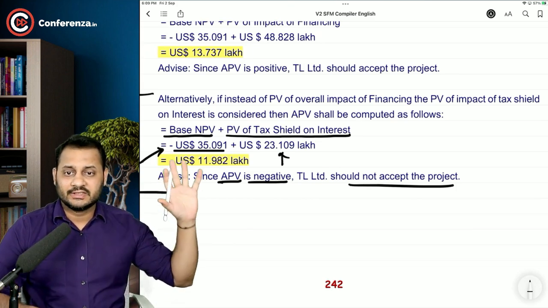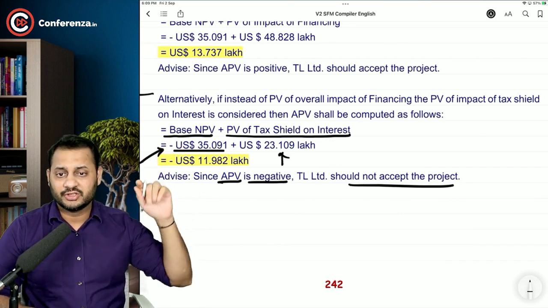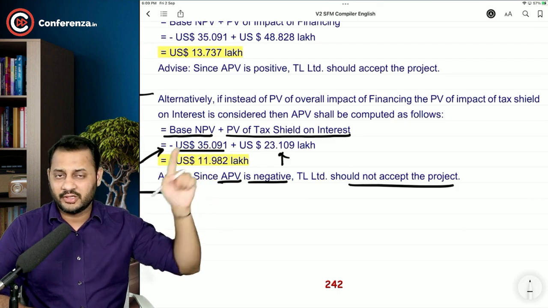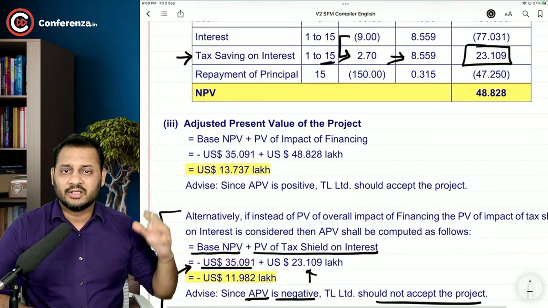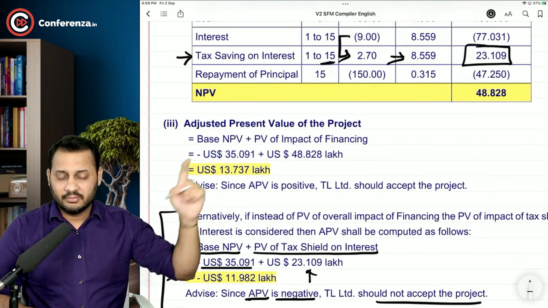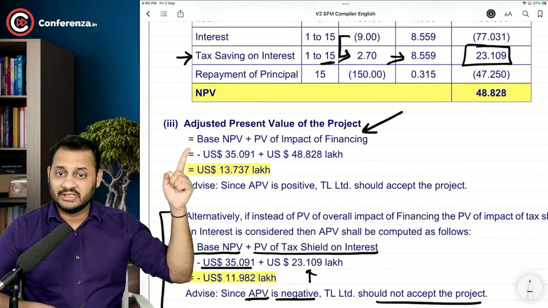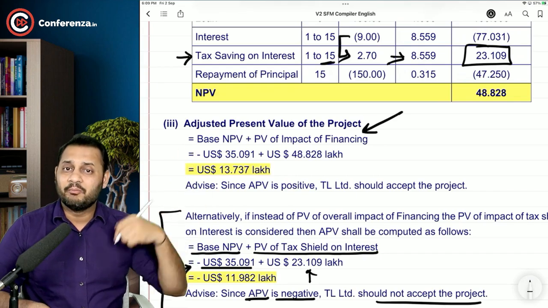Okay, so this is what you will find everywhere. If you search on the formula for adjusted present value on the internet, this is what you are going to find out. But the institute has taken some other factor also: base case NPV plus present value of the impact of financing. Logically, this is right. Now, what is the impact of financing?